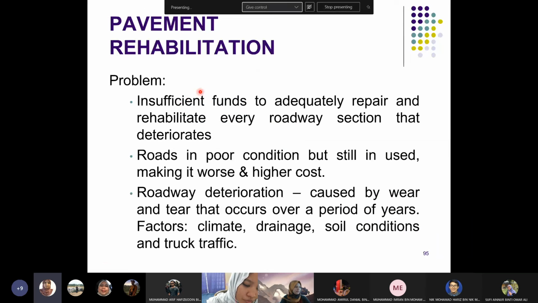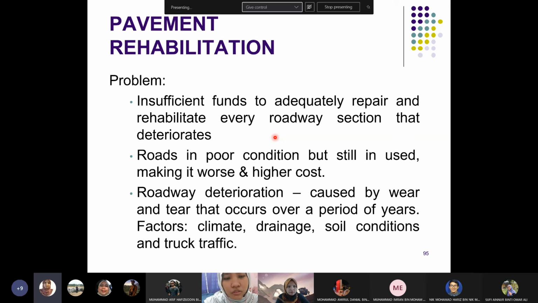Okay, pavement rehab. What is the problem now? Insufficient funds to adequately repair and rehab every roadway section that deteriorates. That becomes the problem when funding is not enough, so it requires a lot of cost. Roads in poor condition but still in use, making it worse and higher cost. Even if you delay the rehab works and still use the road, from time to time it will worsen. So it will cost more.